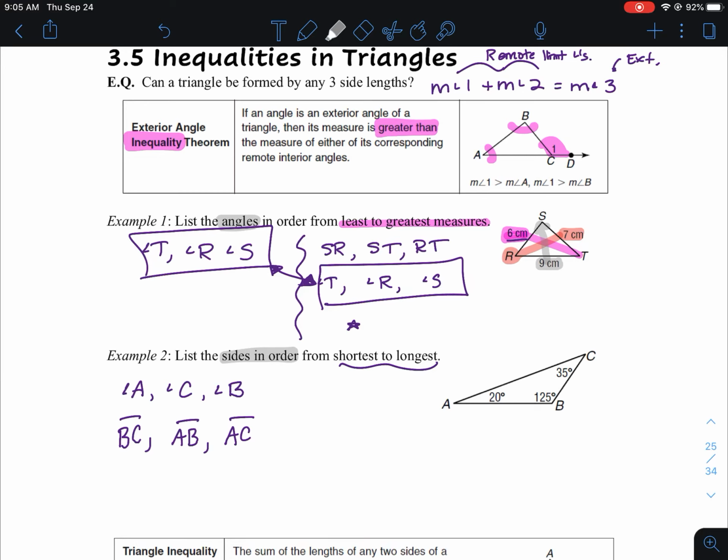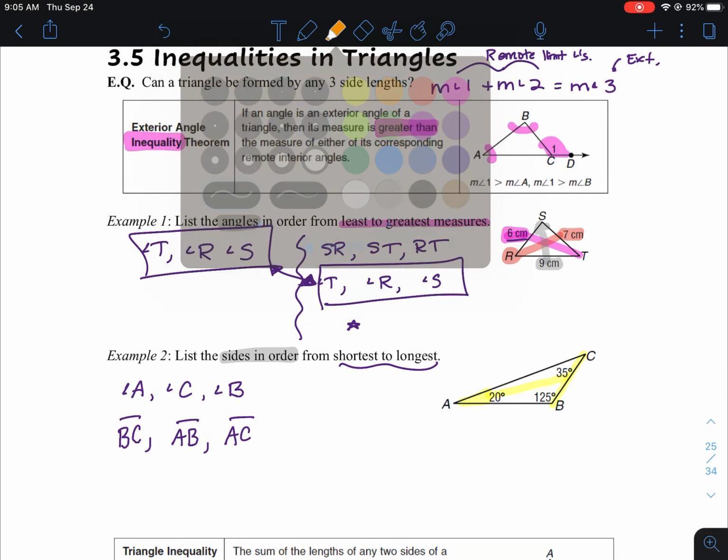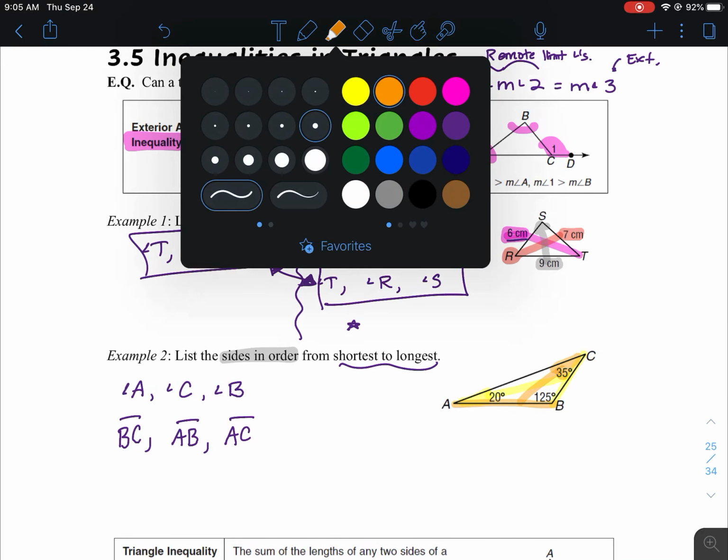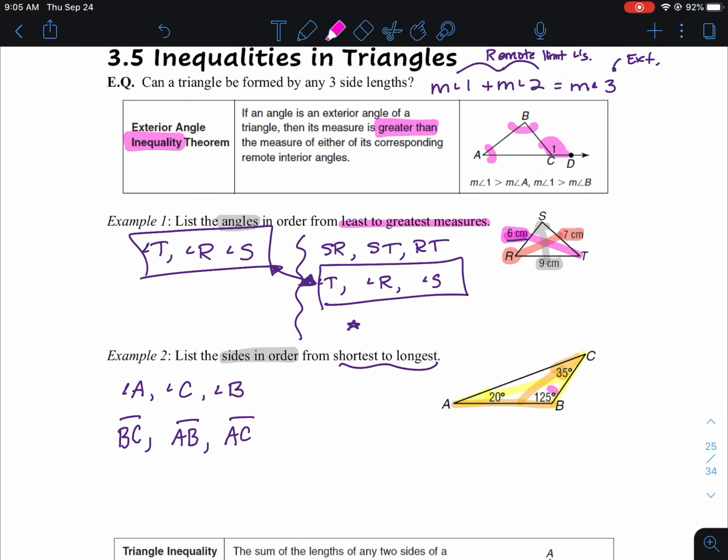If we're referring to the picture, to me the picture makes more sense, but I know when I've taught this before, sometimes that first way makes the most sense. Angle A is my smallest, so the side opposite that is BC. Angle C is my next one, so the side opposite it is AB. And finally, angle B is my largest angle, so the side opposite that is AC. You really need to pay attention and read directions.